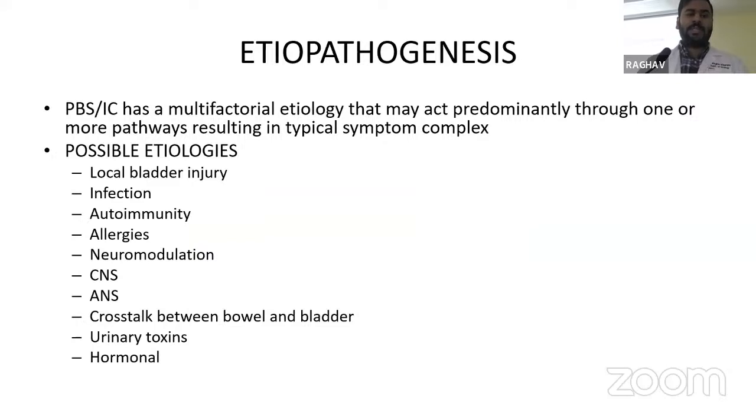The etiopathogenesis is multifactorial and may act predominantly through one or more pathways, which result in a typical symptom complex. The possible etiologies include local bladder injury, infection, autoimmunity, allergies, neuromodulation, CNS involvement, ANS involvement, and crosstalk between the bowel and bladder, such as IBS, urinary toxins, and hormonal etiology.